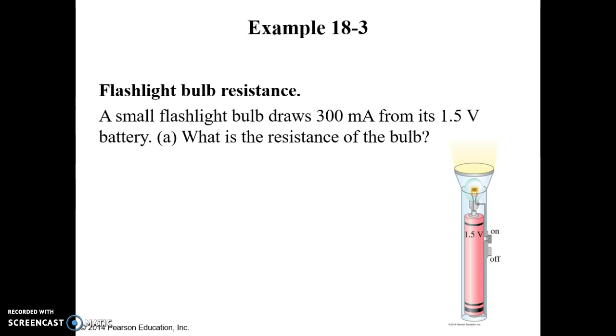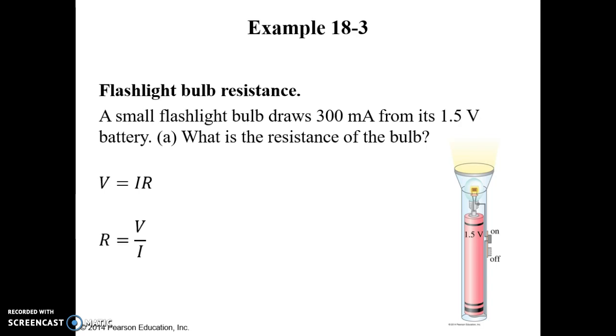Okay, I think we're ready for our first example. A small flashlight bulb draws 300 milliamps from its 1.5 volt battery. What is the resistance of the bulb? First, let's start off with Ohm's law, V equals IR.